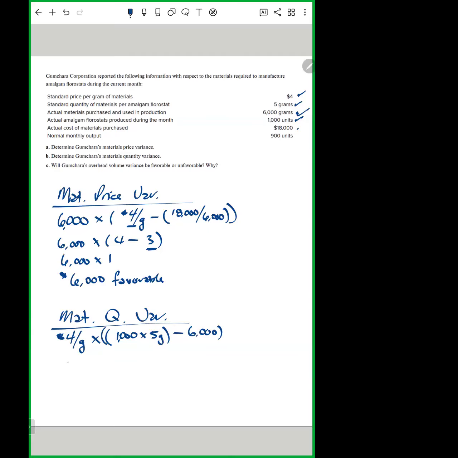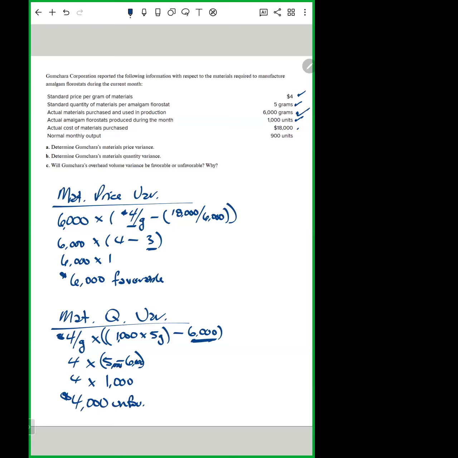All right, so we have 4 times 5 minus 6. So 4 times 1, which is 4. Oh, I'm sorry. I messed up. This is 1,000. This is 1,000. So it's 1,000. There we go. That makes more sense. So $4,000. I abbreviated that a little too much. So, and our actual is larger than our standard. So this is unfavorable.